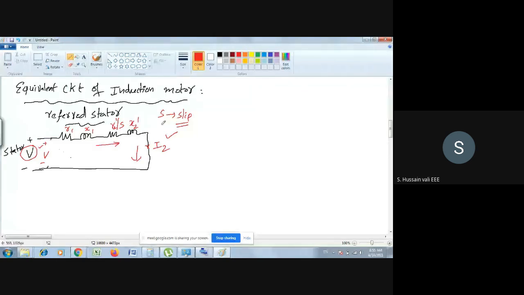S is the slip here. I hope you know that the EMF in the rotor and the reactance in the rotor depend upon the slip. What is slip? I will just recall. Slip is equal to synchronous speed minus rotor speed, divided by synchronous speed. So this is the slip. Now, the range of slip.